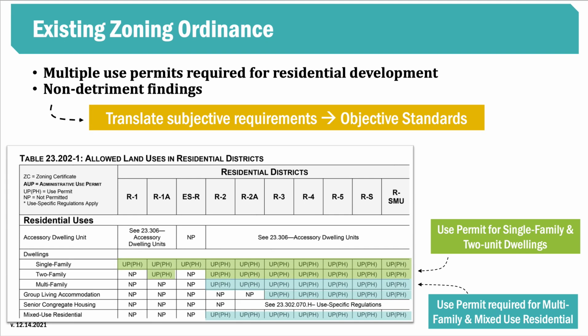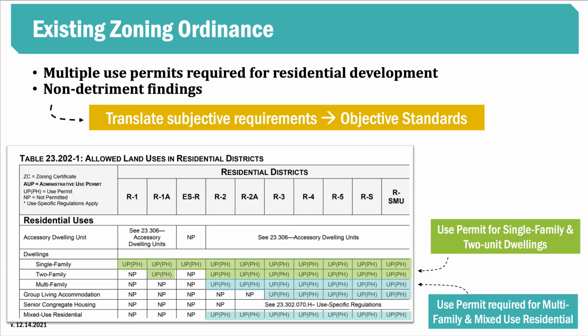The city's zoning ordinance currently requires 1 or more use permits for all projects that create a new dwelling unit in any zoning district. Here you can see an excerpt from the allowed land use table for residential districts that shows the use permit requirement for single-family, 2-family, and multifamily development. Use permits must be approved by the City's Zoning Adjustment Board, or ZAB, at a noticed public hearing.